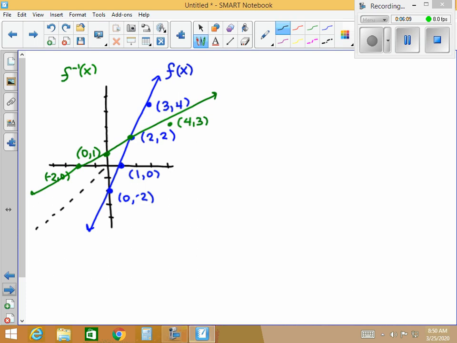Notice if I fold my paper right here, and this is along the line y equals x. If I fold it on the diagonal, the green graph and the blue graph line up with each other. And that will always happen. Look in your textbook, look at examples. It has several, and I'm not going to take time to draw lots and lots on the board today. But if you look at two functions, and you can draw that dotted line, if the blue and the green line up with each other, that's what two graphs of inverse functions will look like.